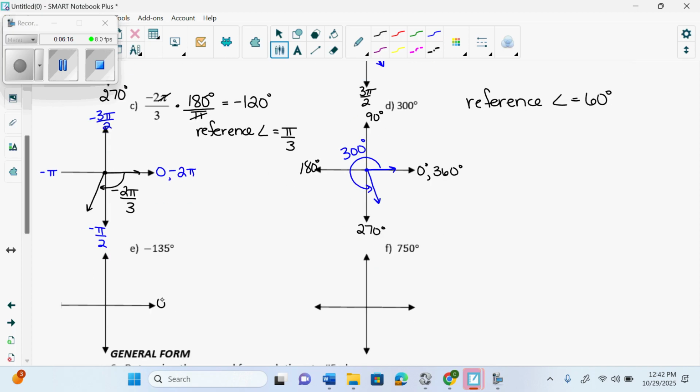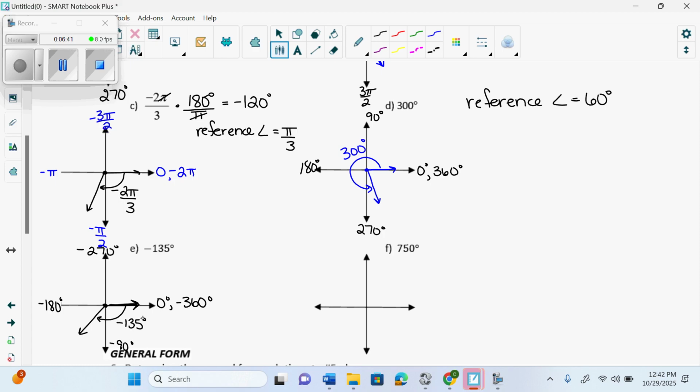Negative 135, so I go 0, negative 90 degrees, negative 180 degrees. Make sure you have degree symbols. Negative 270 degrees, negative 360 degrees. 135 is directly in the middle. So here. Rotating clockwise because it's negative.